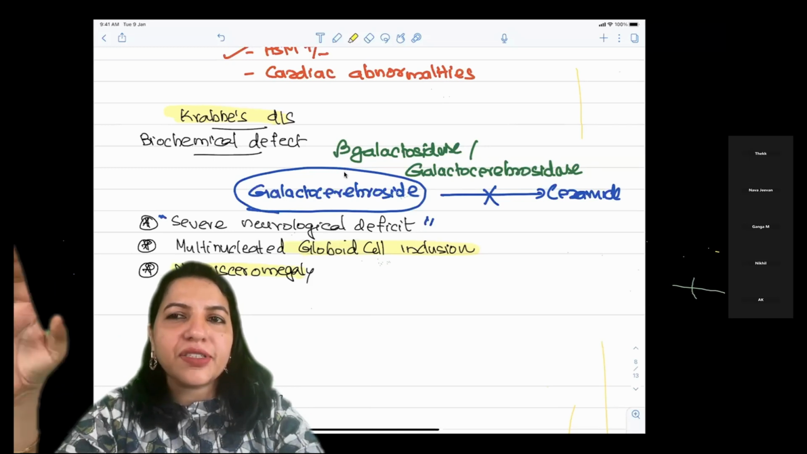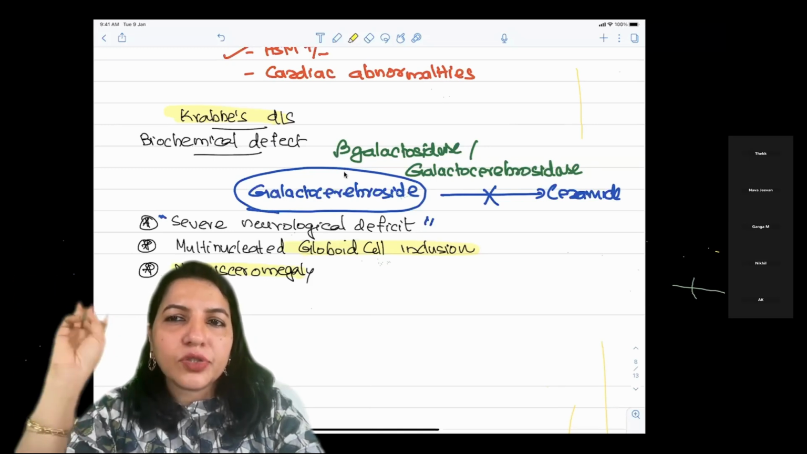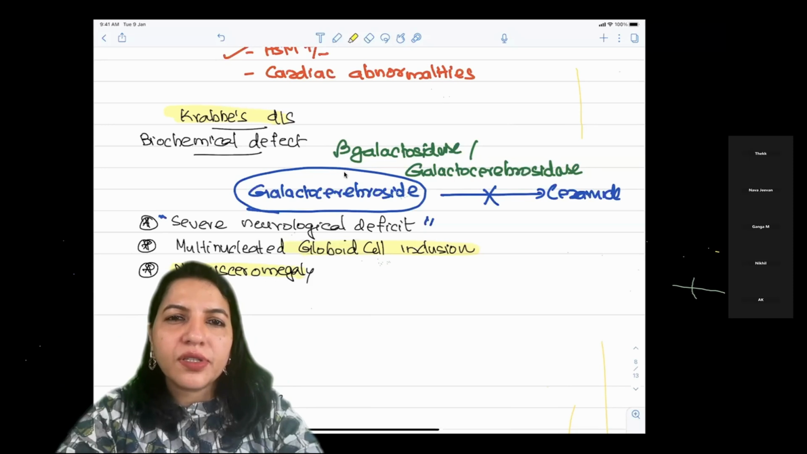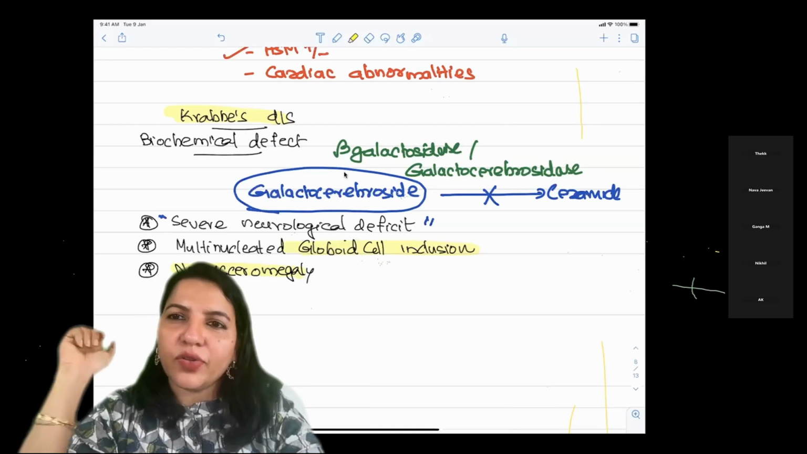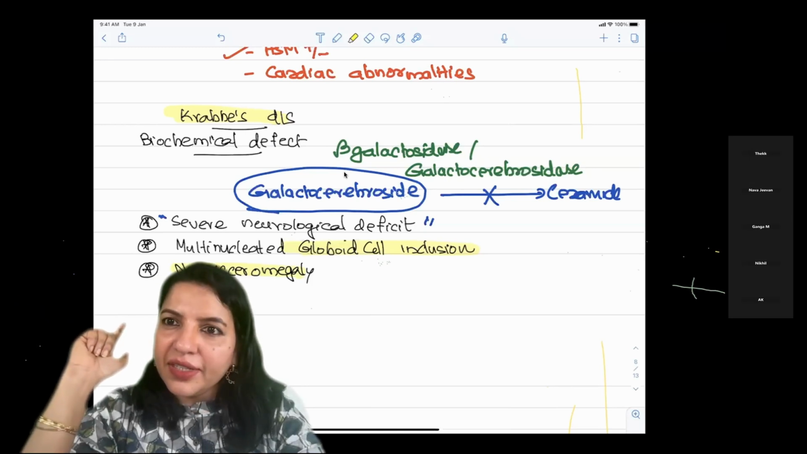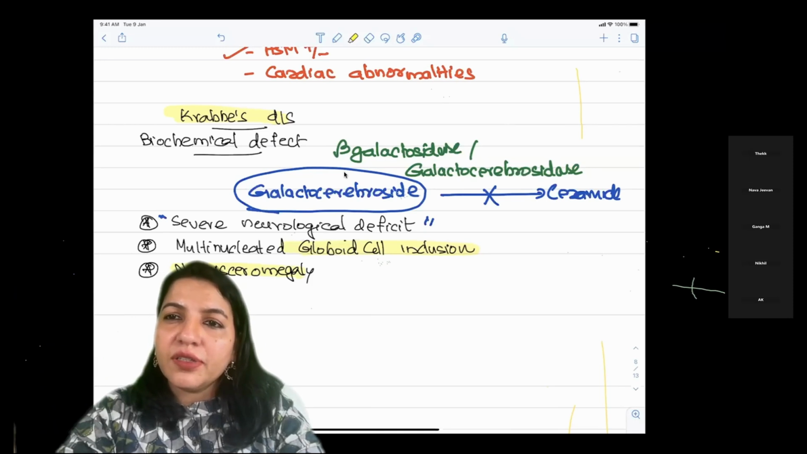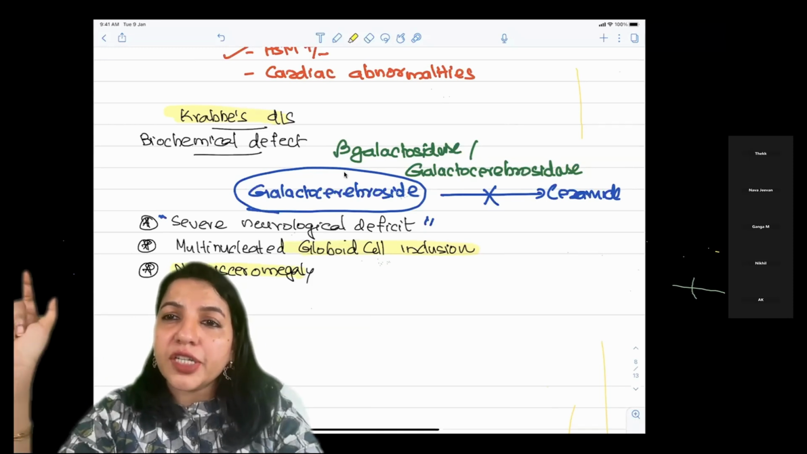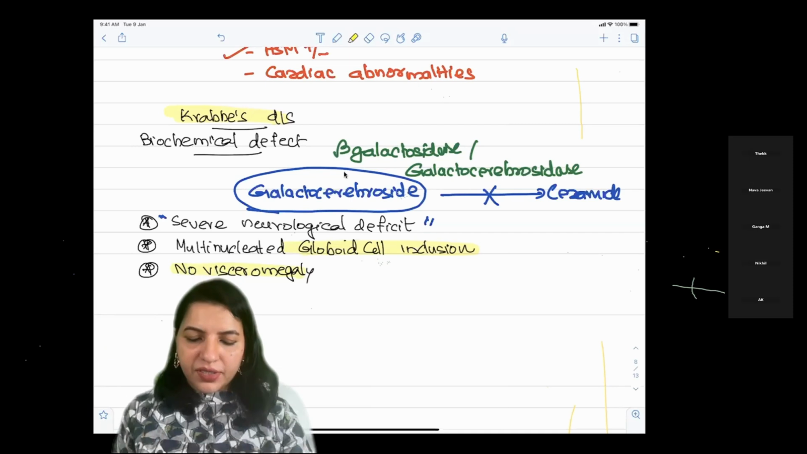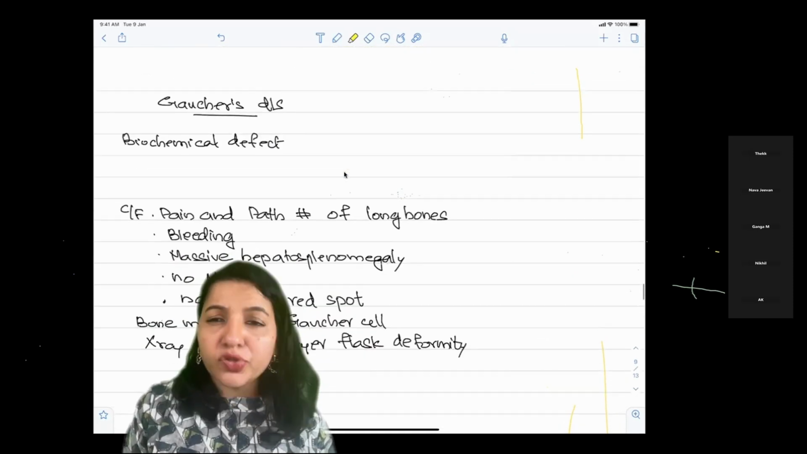Which are the 3 points? Somebody can unmute and answer. Krabbe disease: enzyme? Galactocerebrosidase. Then symptom or presenting feature? Severe neurological deficit. No visceromegaly. Yes. Okay. Now we go to Gaucher's disease.